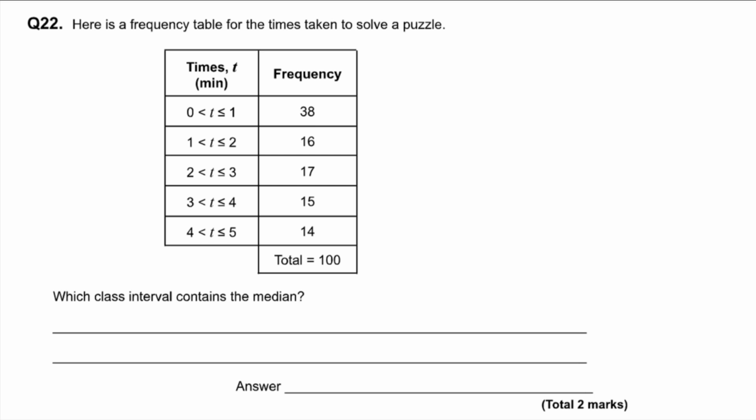Question 22, here's a frequency table for the times taken to solve a puzzle. Which class interval contains the median? So it's pretty much the same question, and we're going to do it the same way. If I take the number of people in the survey, which is 100, add 1 and divide by 2, then the median is going to be the 50.5th person in this data set. Where is this 50.5th person?